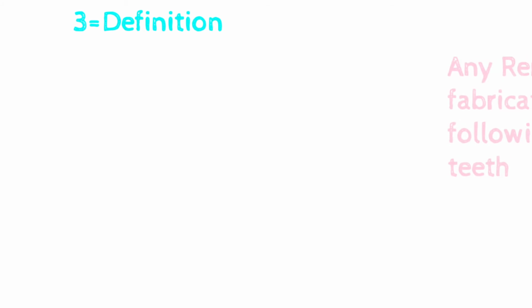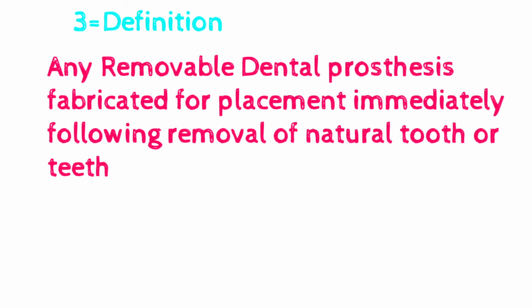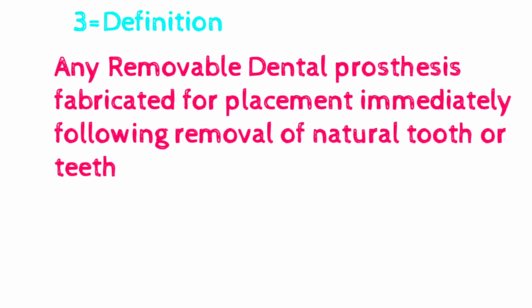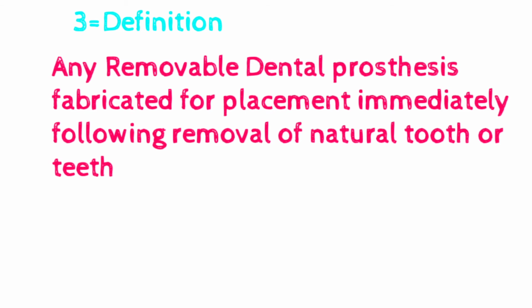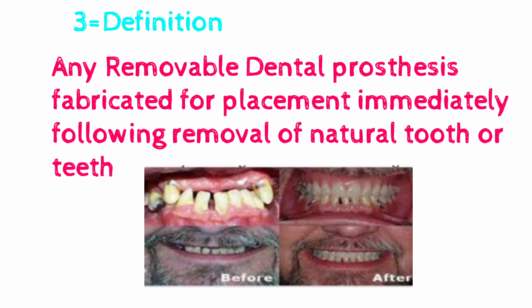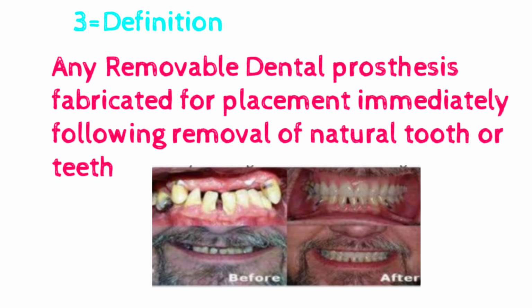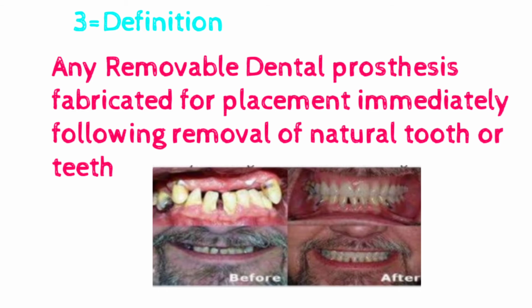Now come to the definition. How do we define the immediate denture? Any removable dental prosthesis fabricated for placement immediately following removal of natural tooth or teeth is called immediate denture. Now look at this diagram, before and after. Before, in the upper jaw the patient has a few teeth; we extract the teeth, and at the same time we give the denture. Look at after, the upper denture, this is the immediate denture.